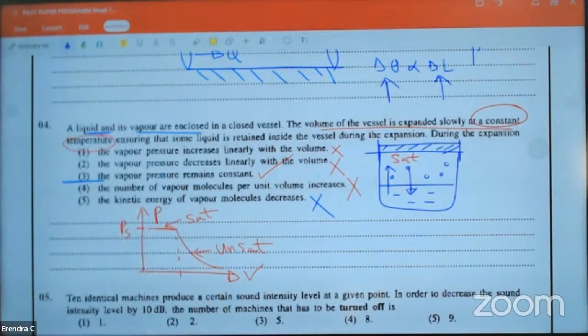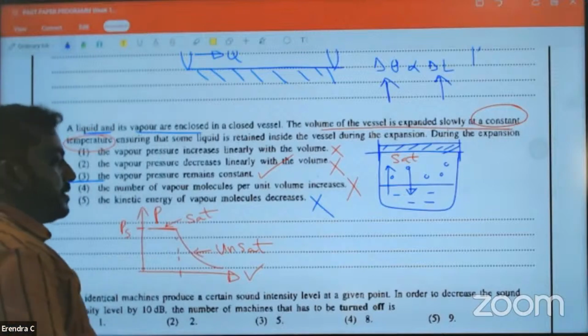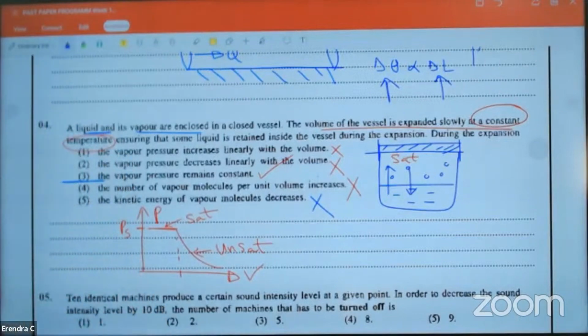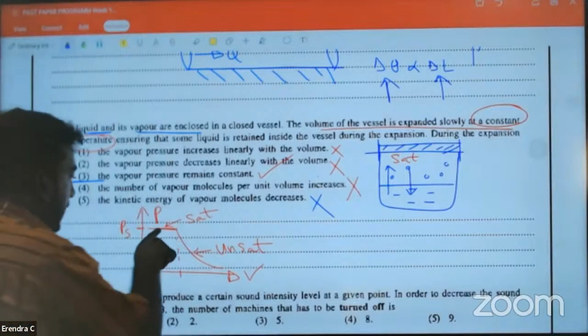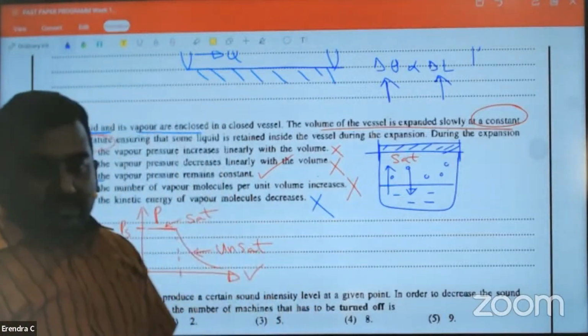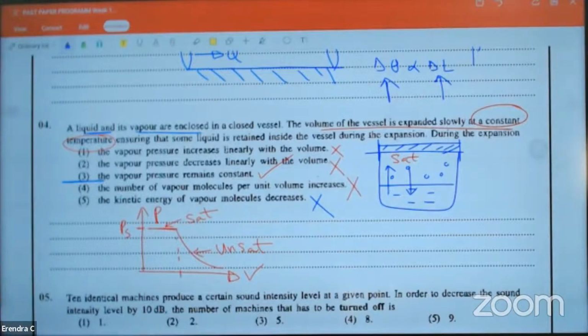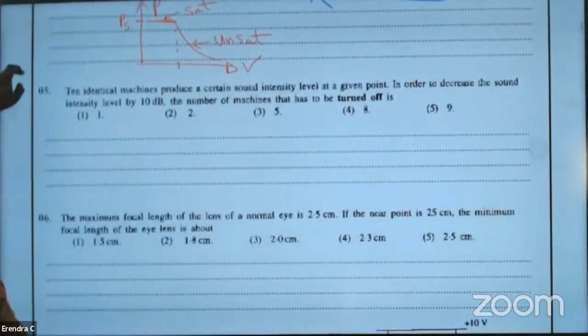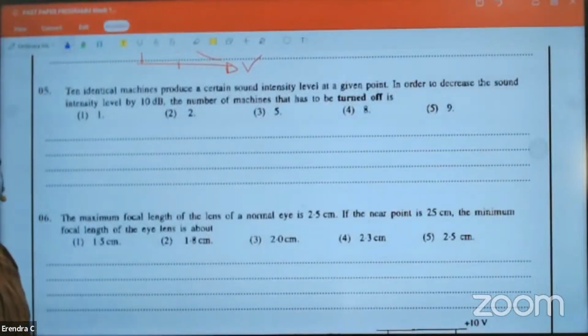Consider the PV diagram for a saturated vapor at a constant temperature. The saturated vapor pressure will not change, even if the volume reduces. Right? Okay. Look at this carefully.